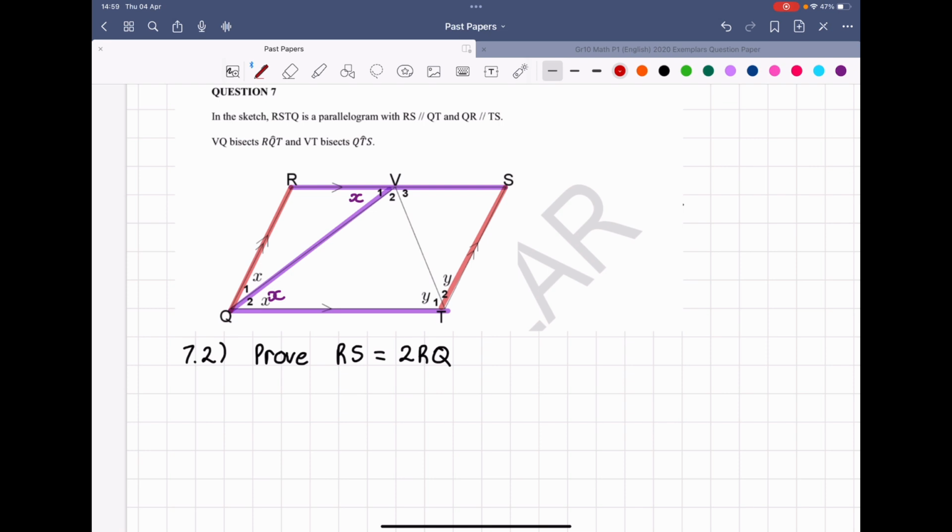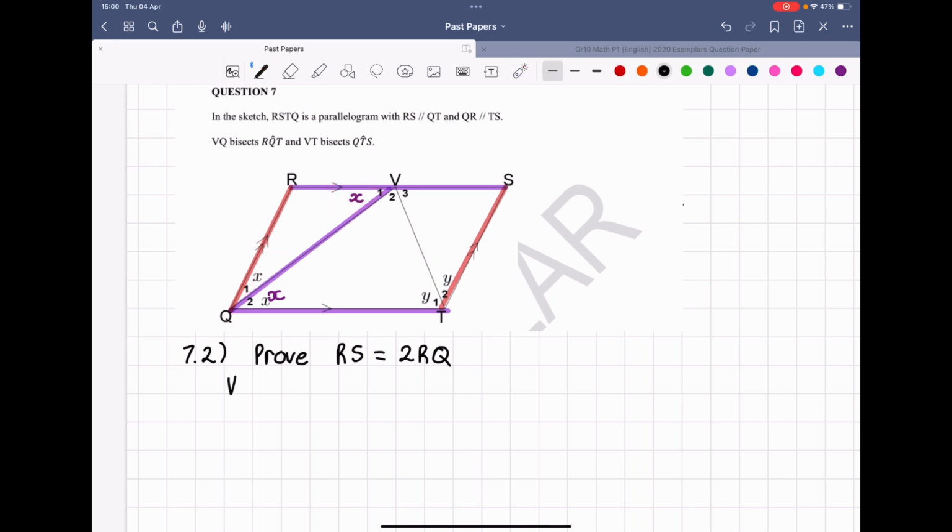Okay, so then if V1 is equal to x, and I was told that Q1 is also equal to x, then I've got these angles being equal, and then I know that this line must be equal to this line because of equal angles under opposite sides.